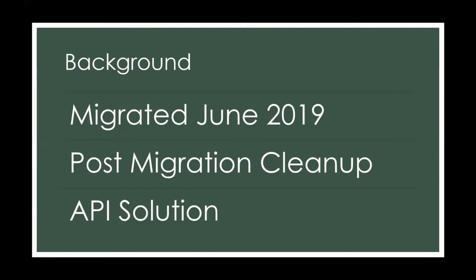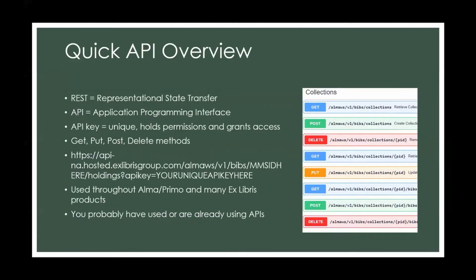If this is the case, and if you go to the Ex Libris documentation or various listservs or even support portals, Ex Libris often directs users towards an API solution. And while that's great, all right, I have a solution, but if you were like me and not very familiar with what that even meant, well, what do you even do with that? So let's do a quick API overview. First, we'll start with some of the acronyms.